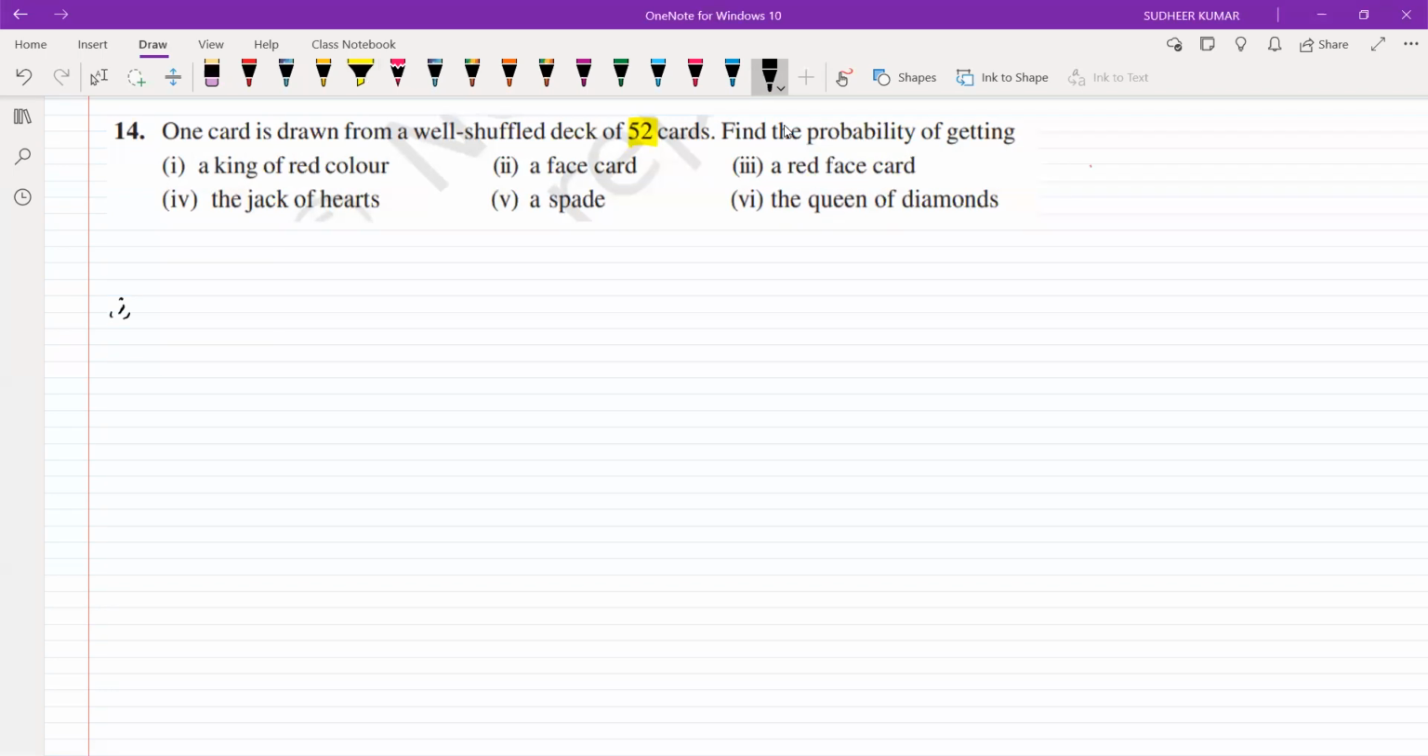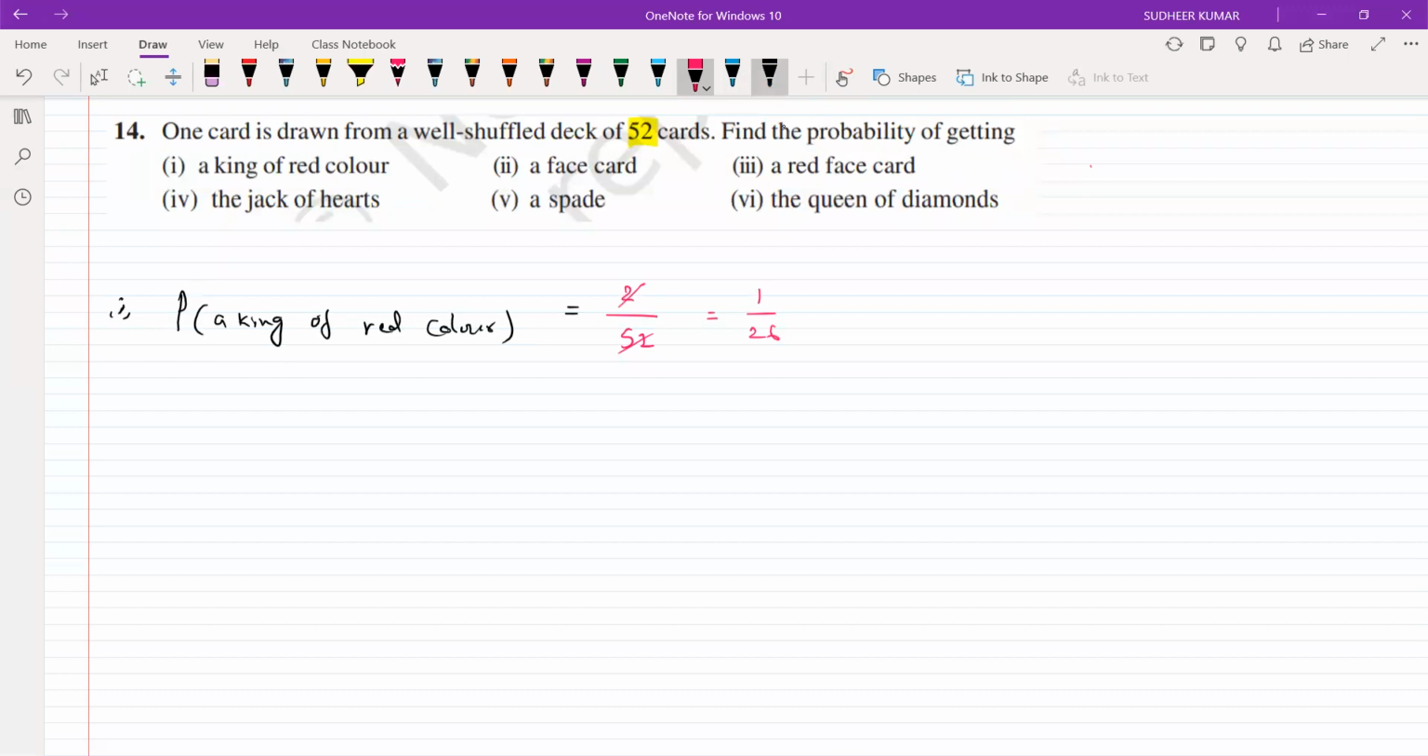Therefore, the first one is a king of red color. Probability of getting a king of red color is 2 by 52. How many red kings are there? Two. One is diamond, another one is hearts. So 2 by total possibilities 52, which is 1 by 26. Try to write it in simplest form.